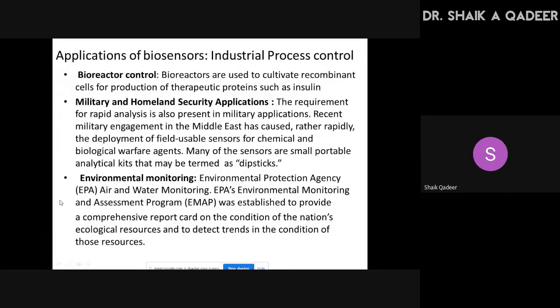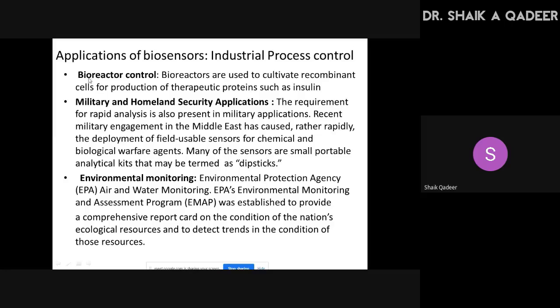Okay, next, environmental monitoring. In case of environmental monitoring, the Environmental Protection Agency, air and water monitoring, make use of biosensors. EPA's Environmental Monitoring and Assessment Program was established to provide a comprehensive report card on the conditions of the nation's ecological resources and to detect the trends in the condition of those resources. Actually, you need to just mention the applications of biosensors. No need to give the information in detail, because it is just a list kind of question.